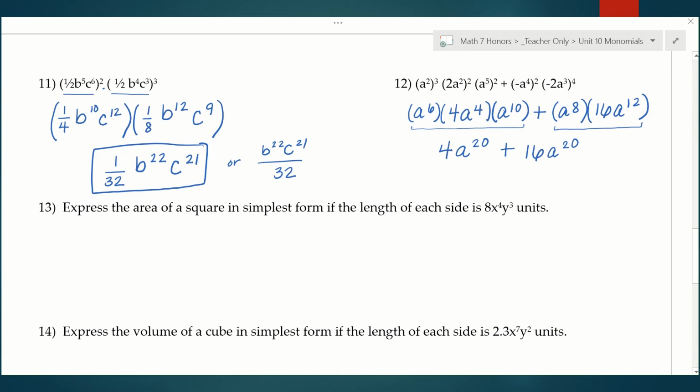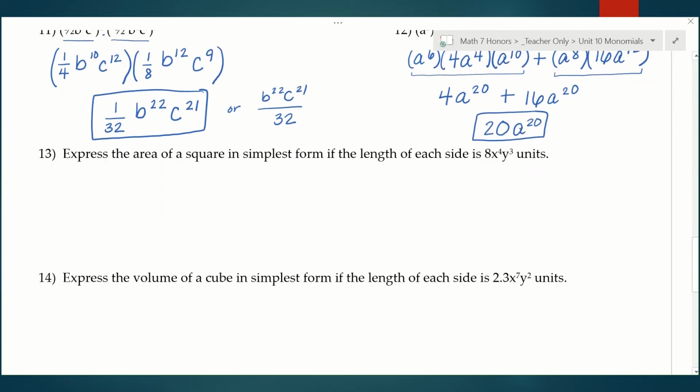Okay, so our last step is to add. These, again, are like terms, so I can add them. So I add my coefficients. 4 plus 16 is 20. And we keep our exponents when we add. So 20a to the 20th.